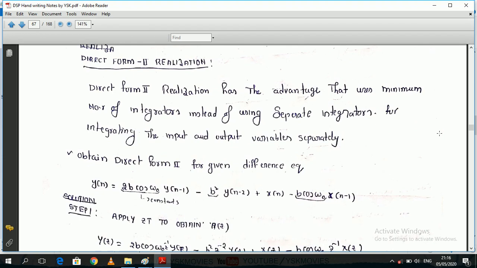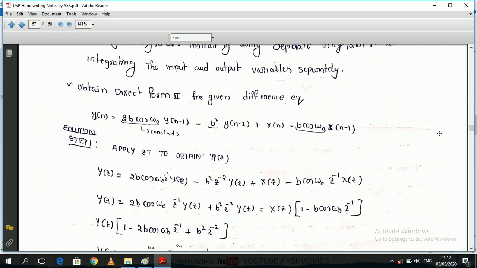Now we go for direct form 2 realization. Direct form 2 realization has the advantage that it uses the minimum number of integrators, instead of using separate integrators for integrating the input and output variables separately. Let's consider one of the problems, which is in the time domain. It is the same as direct form 1, but with slight changes at the end.